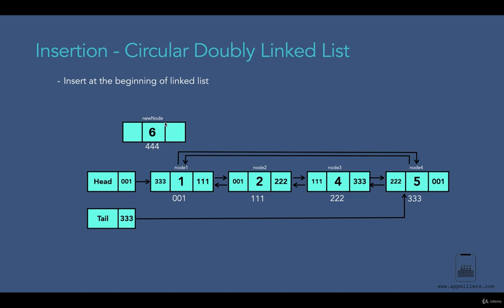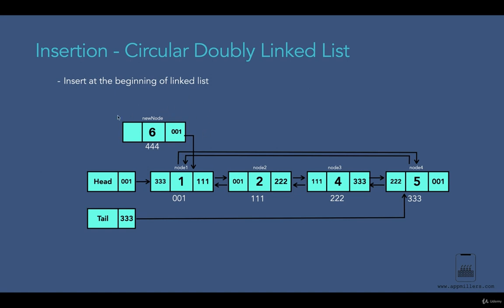Then we need to update the next and previous references of this node. We know that if we are inserting a node at the beginning of a CircularDoublyLinkedList, the next reference of this node has to point to the current first node. The current first node is node 1, and the physical location of this node is 001. So we are going to update the next reference of this new node to 001.